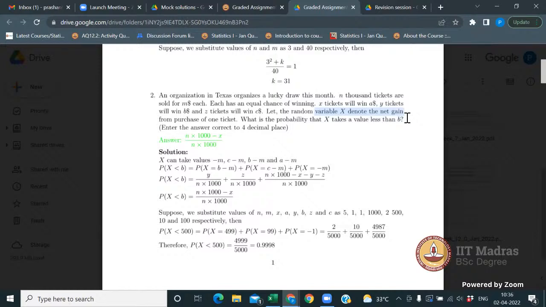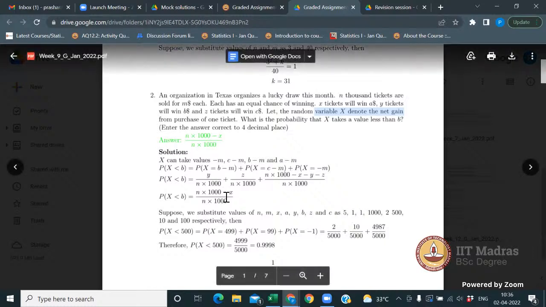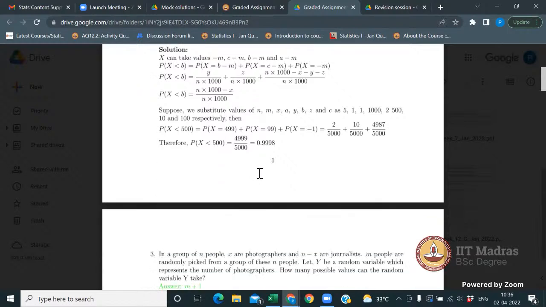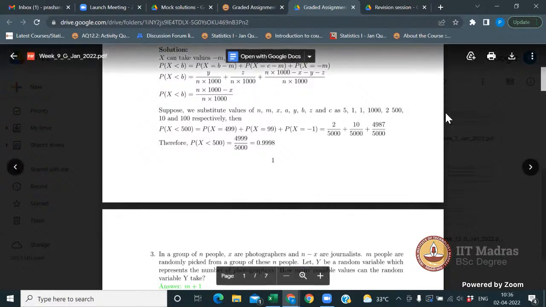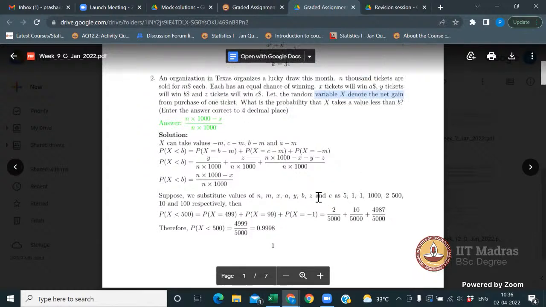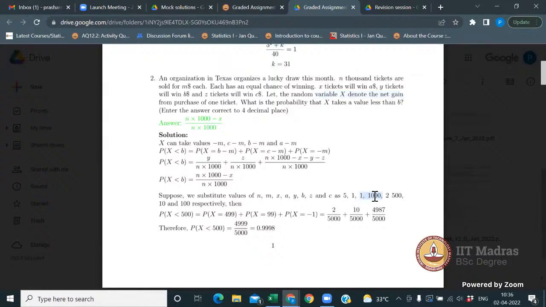At the last you have to find the probability that X takes a value less than P. Similarly, you can calculate. For example, suppose you purchase tickets of $1 each. One ticket will win $1,000, 2 tickets will win $500 and 10 tickets will win $100. Then what is the probability that X is less than $500? Means 499, 99 and minus 1.